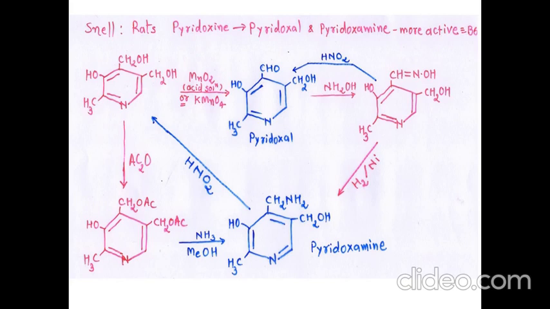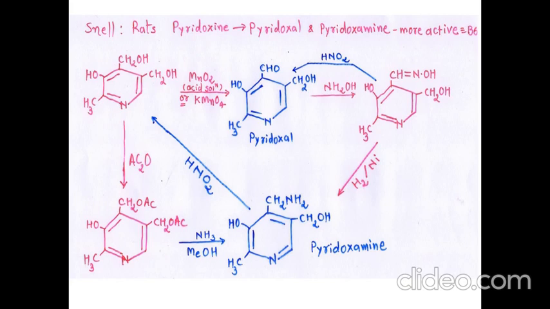So H2 and nickel gets the oxime part converted into CH2NH2, and this pyridoxamine, the upper side blue line, if you further treat with HNO2, friend, you are going to get back your vitamin B6, because NH2, by the treatment of nitrous acid, can get converted into CH2OH, right?